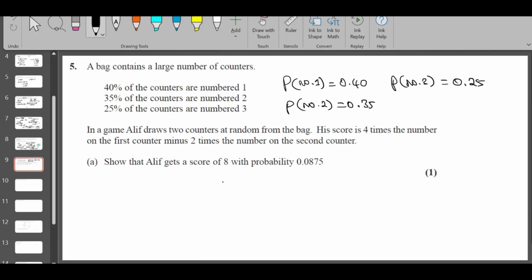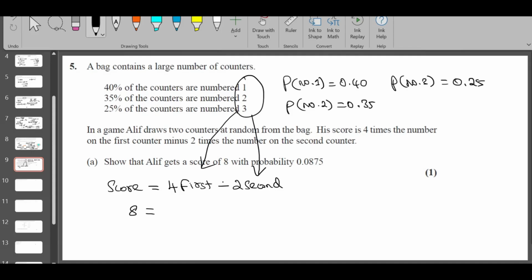His score is 4 times the number on the first counter minus 2 times the number on the second counter. Part A, show that Alif gets a score of 8 with this probability. When do you get this score 8? You are allowed to use these 3 numbers. So which combination will give you 8?